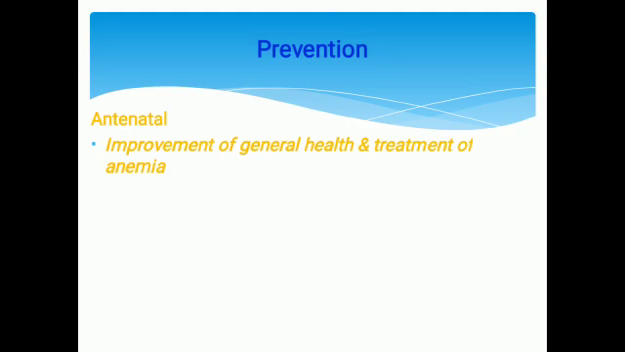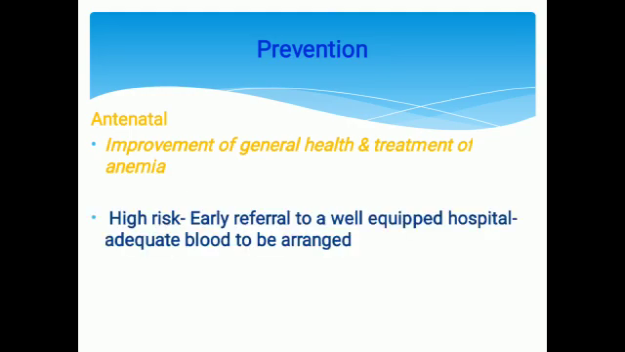And how can you prevent it? Improve the general health of all antenatal women and treat anemia. High risk should be identified during antenatal care and referred to a tertiary hospital with blood bank facilities. For all mothers, blood grouping must be done. And these are the antenatal period factors we can do.